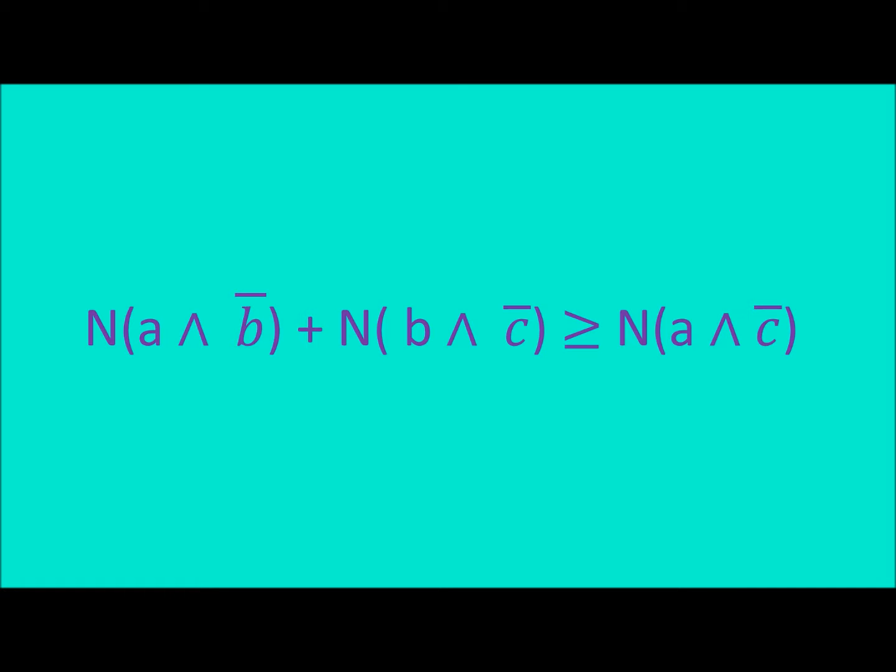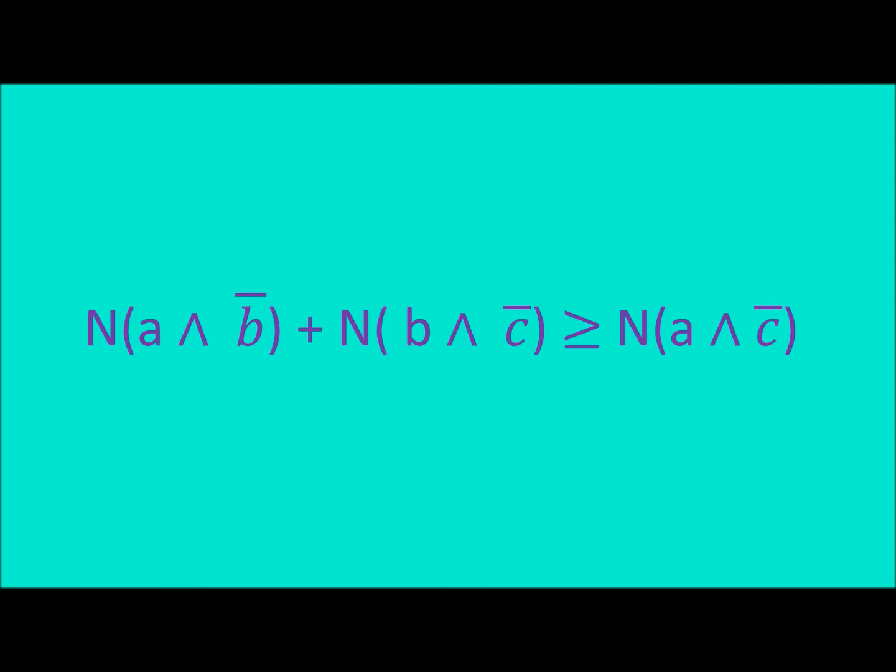A simple form of Bell's theorem states that for a local theory and given any properties A, B, and C, the number of outcomes satisfying A and not B, and the number of outcomes satisfying B and not C is greater than or equal to the number of outcomes satisfying A and not C.